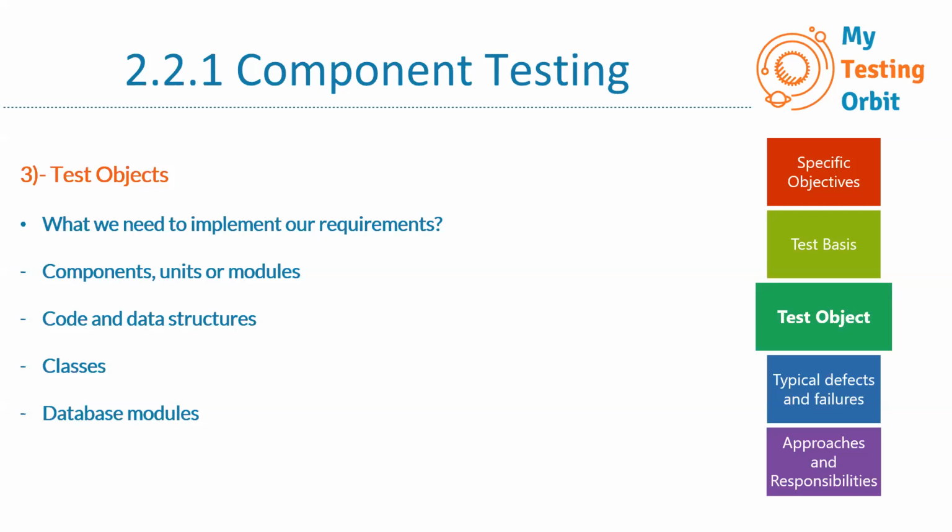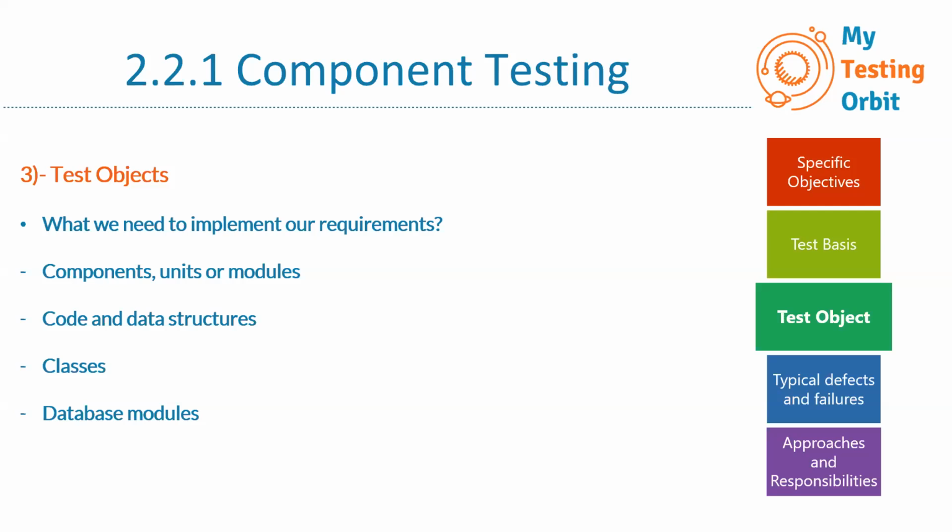Next is code and data structures. The code we are writing to build that component will be our test object as well. The same goes for data structures: if we have a backend to support that code, using any kind of database management system, then testing that along with the code will be acting as our test objects as well.